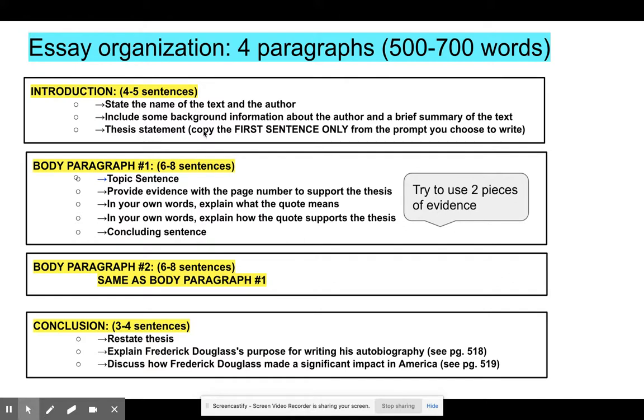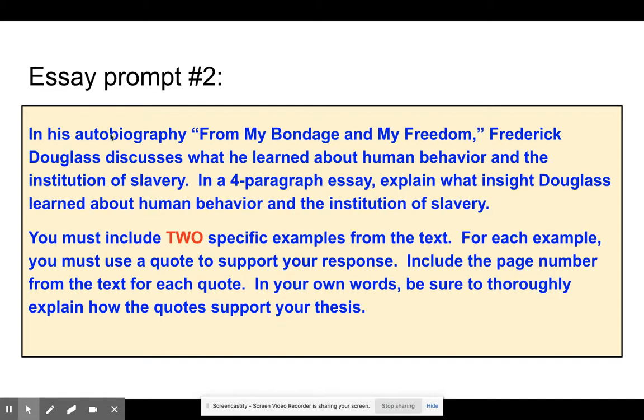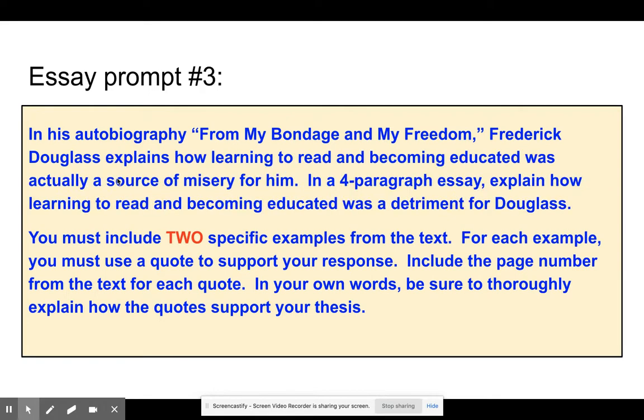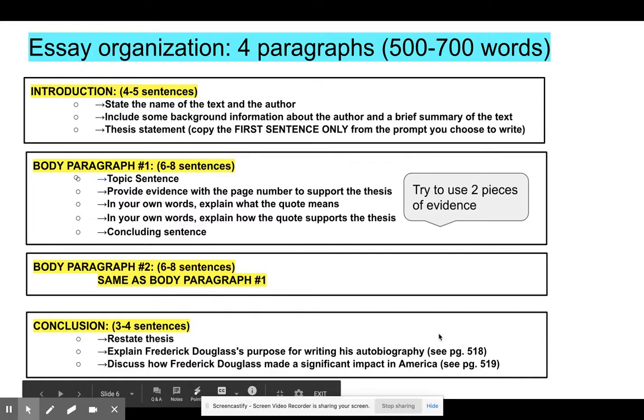And for your thesis statement, copy the first sentence only from the prompt you choose to write. Okay. So for example, if you choose prompt 1, your thesis statement will be this first sentence right here. Okay. If you choose prompt 2, your thesis statement will be this first sentence right here. And if you choose prompt 3, your thesis statement will be this first sentence right here. Okay. So you have your thesis statement already written for you.